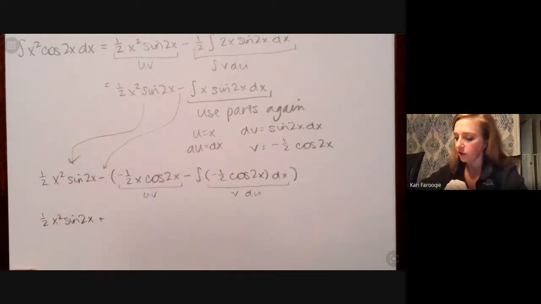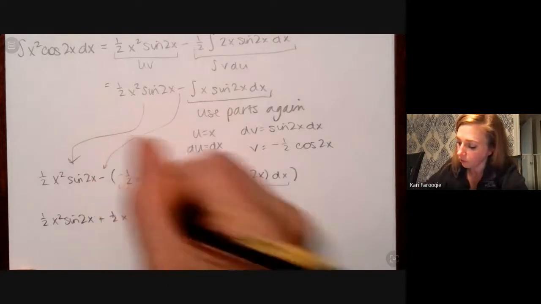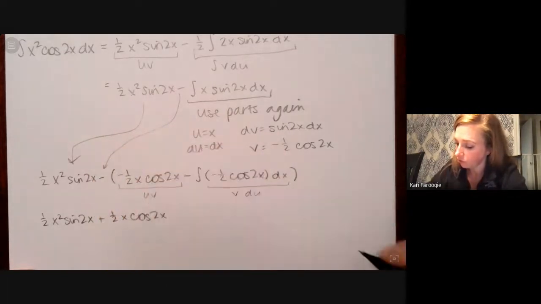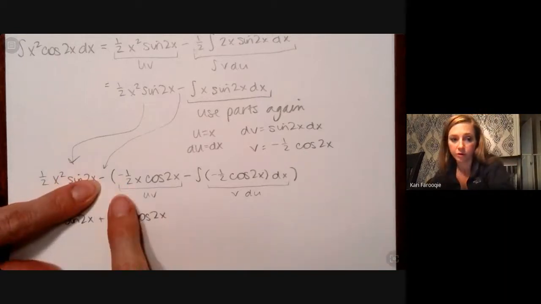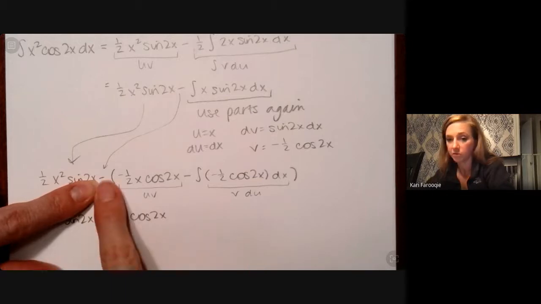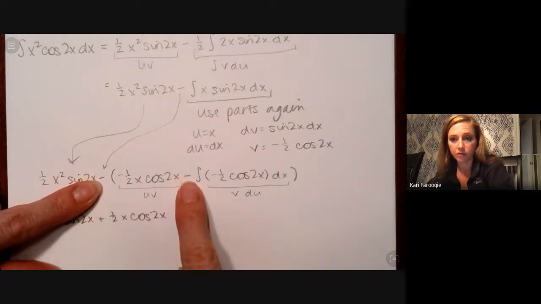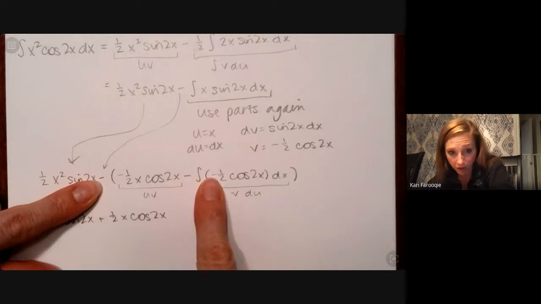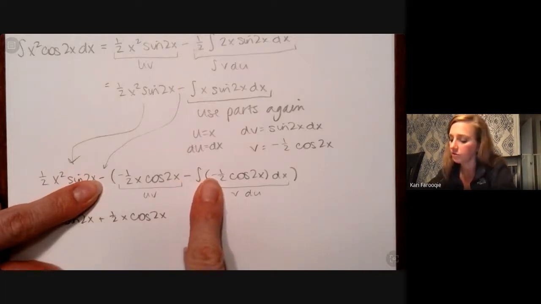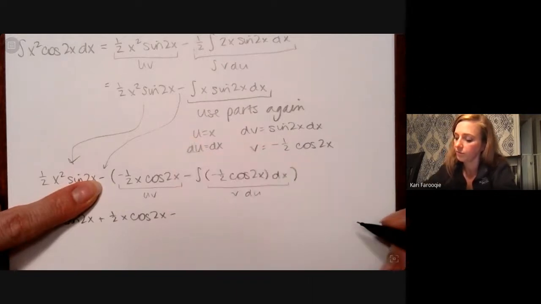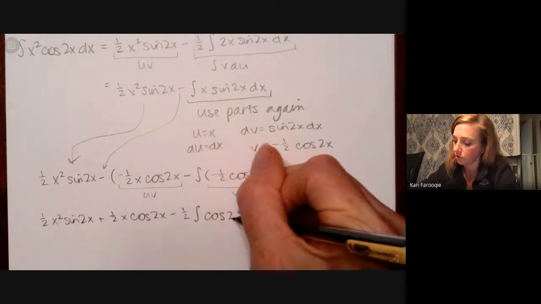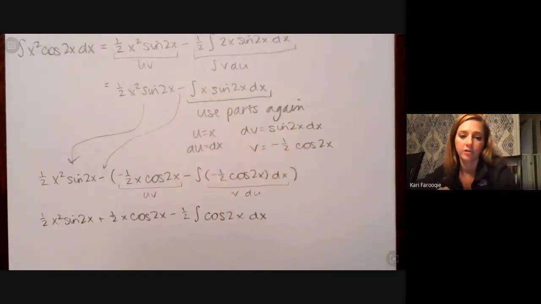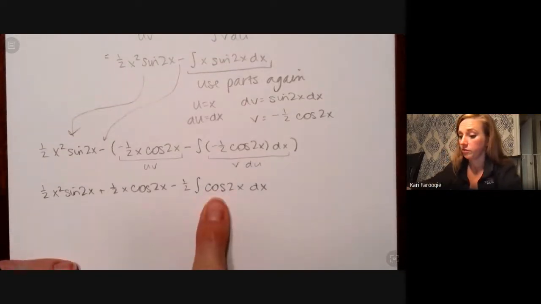So we have 1/2 x squared sine 2x plus 1/2 x cos 2x. And then be really, really careful here. Because, okay, so this is where my plus came from, negative times a negative. But watch what happens here. I have two negatives, and two negatives make a positive, and then I have one more negative. If you have an odd number of negative signs, it's going to stay minus. And then I'm going to pull that 1/2 out front, and I have the integral of cosine 2x dx. And this we can integrate.